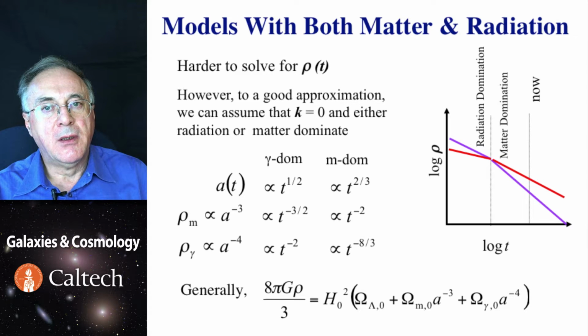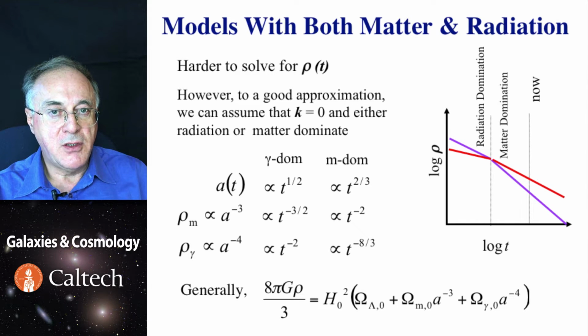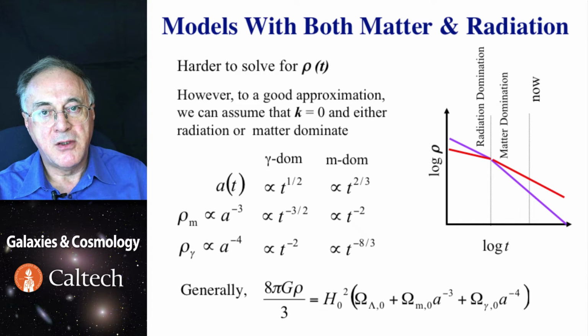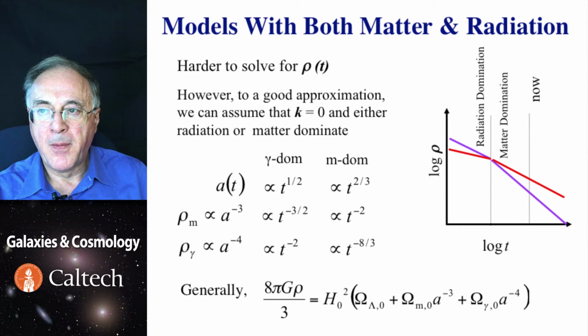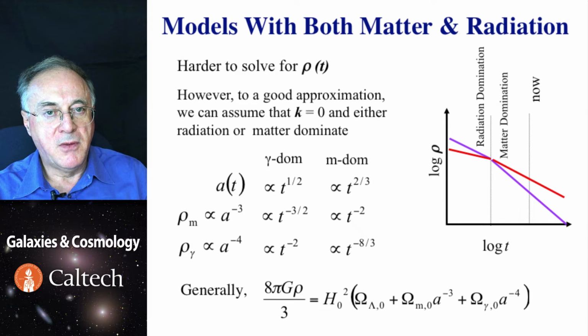Now let's look at models in which both radiation and matter are present. And if their energy density is much higher than the energy density of the dark energy, which is certainly true in the early universe, then this is a perfectly good description of the early universe. The rigorous solution for the density as a function of time will be a little more difficult, but we can do the following fairly good approximation. We can divide the history into the time where radiation is dominant and when matter is dominant.